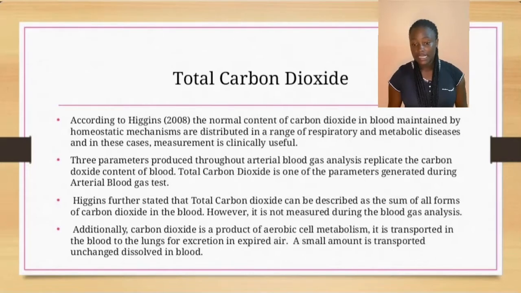Total carbon dioxide in arterial blood gases. The normal content of carbon dioxide is maintained by homeostatic mechanisms. Homeostatic mechanisms are disrupted in a range of respiratory and metabolic diseases.